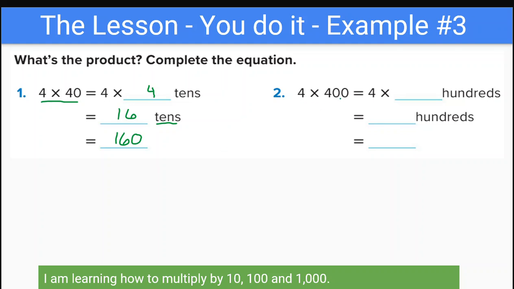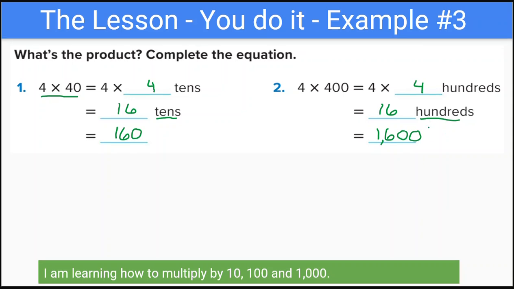This one right here says 4 times 400. Well, that's the same thing as 4 times 400s. 4 times 4 is 16, so 4 times 400s is 1600s. You want to write the answer as 16, and if it's hundreds, there's going to be two zeros. So that's 1600. Usually we write it as 1,600 because we have to put a comma in there, right? Kids, you're learning how to multiply by tens, hundreds, and thousands.